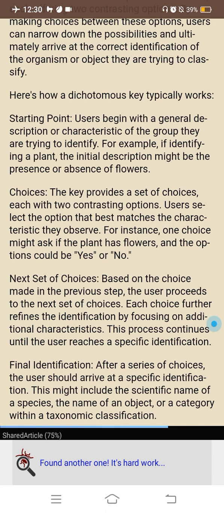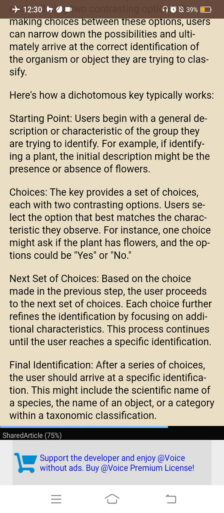Starting point. Users begin with a general description or characteristic of the group they are trying to identify. For example, if identifying a plant, the initial description might be the presence or absence of flowers. Then choices. The key provides a set of choices, each with contrasting options. Users select the option that best matches the characteristic they observe. For instance, one choice might ask if the plant has flowers, and the options could be yes or no.